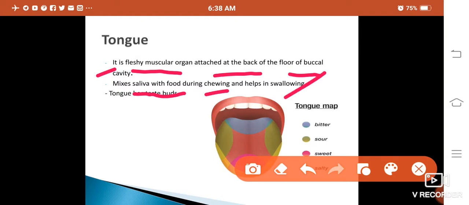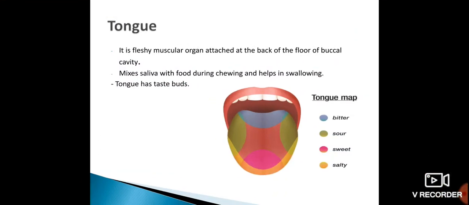Okay, now this is the tongue map, which is most important, and you can see how taste buds in the tongue are arranged. The last part of the tongue tells whether food is bitter. Side parts of the tongue tell us whether food is sour. The central part tells us sweetness, and the topmost or front part tells us whether food is salty or not.